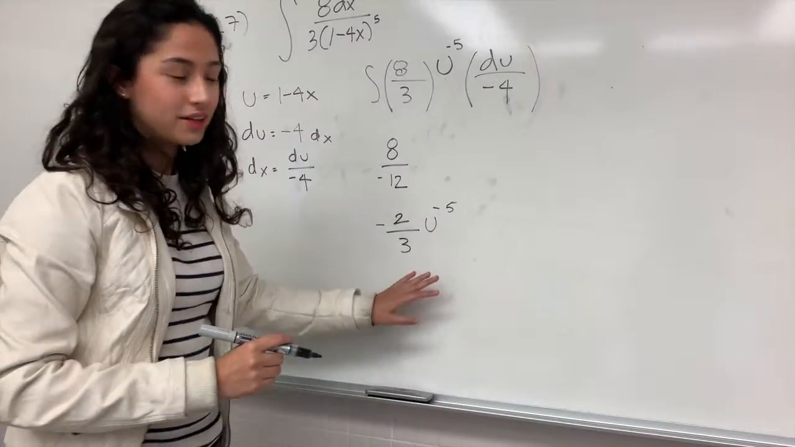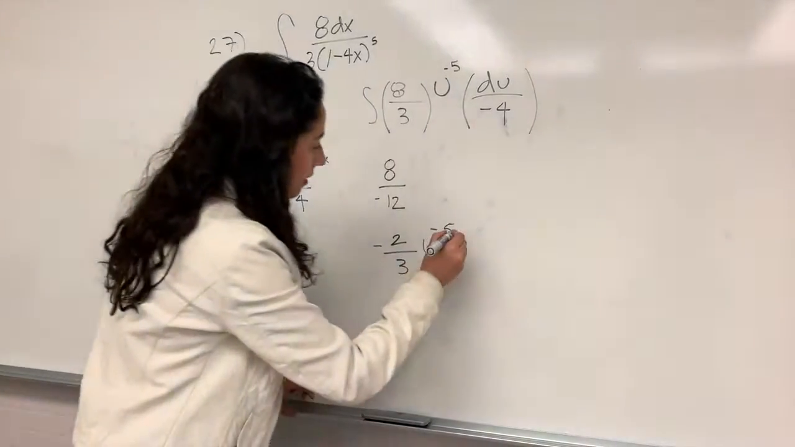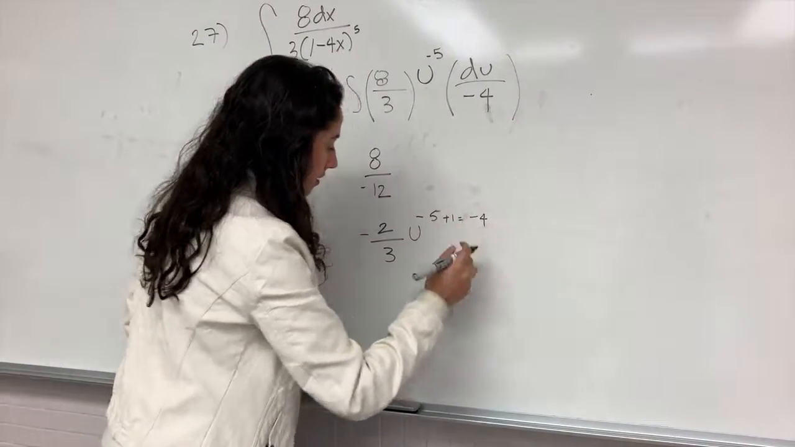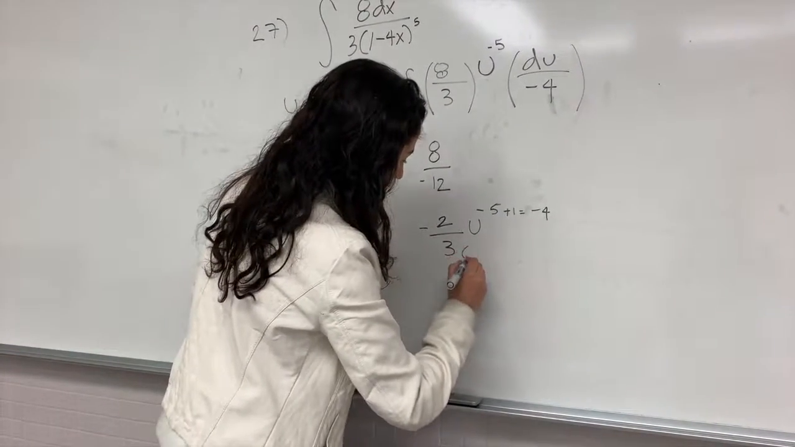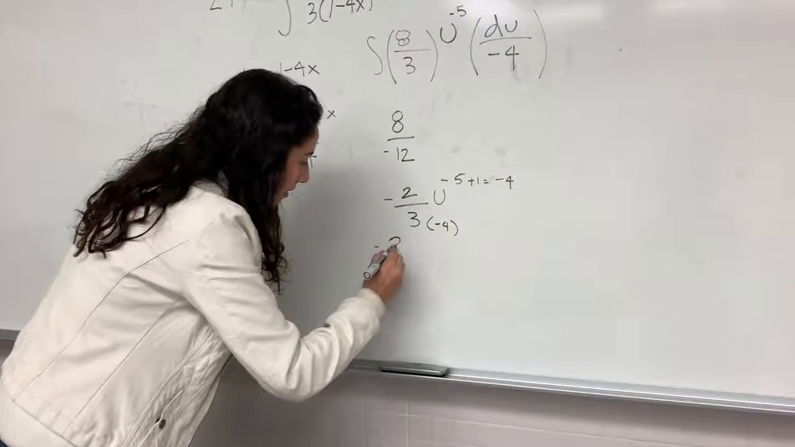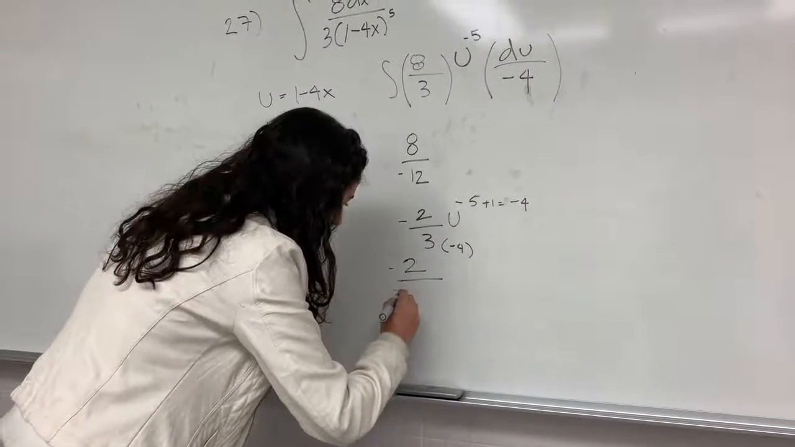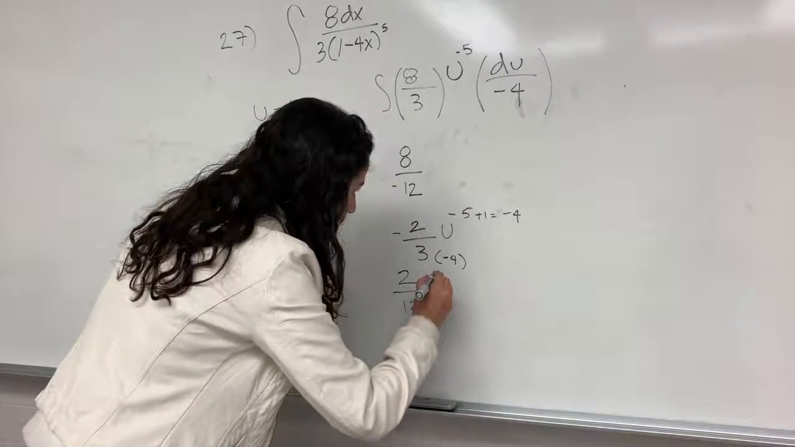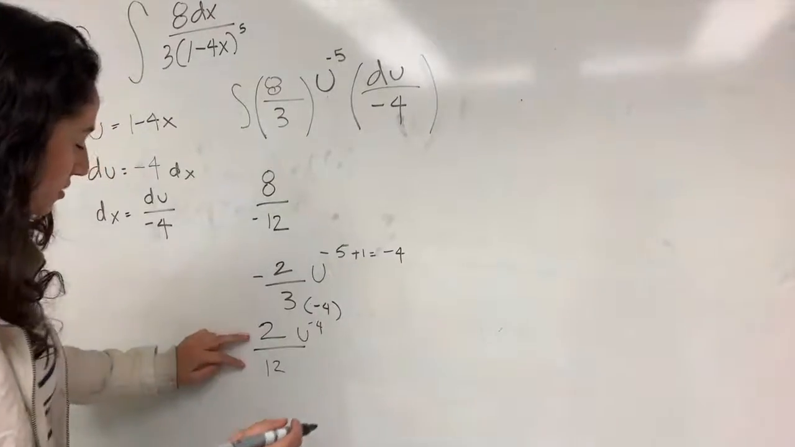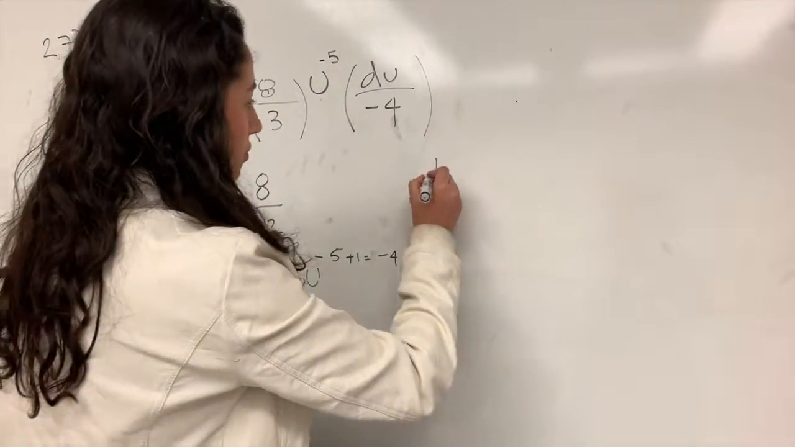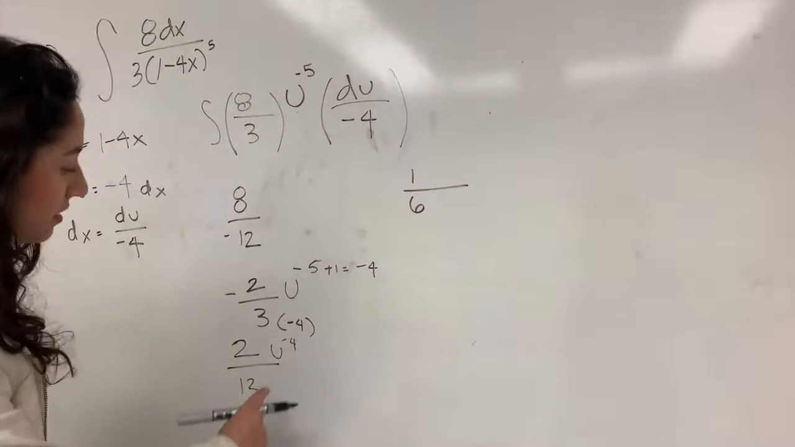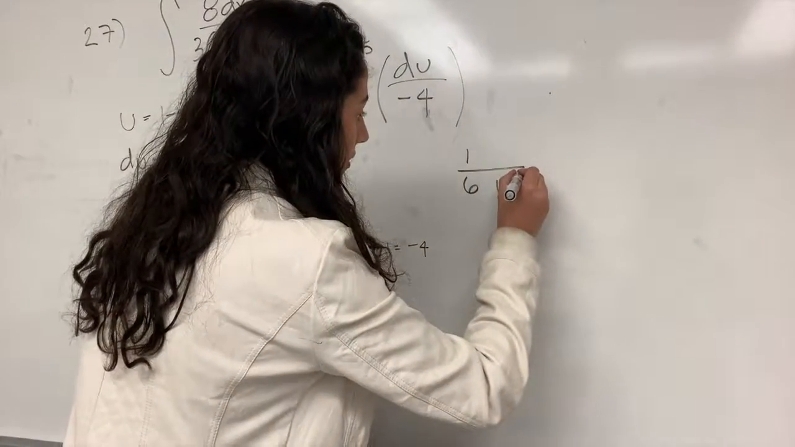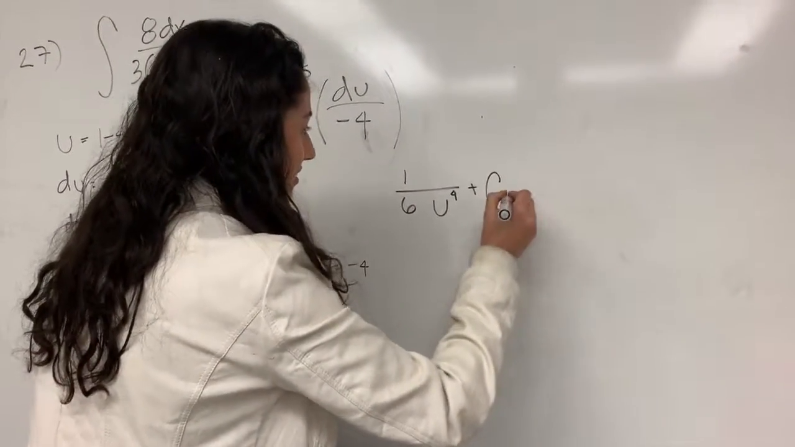The next step is to integrate this. So you will add 1, which will be negative 4. And then you have to pass this one to the bottom. So we will have 2 over negative 12, which will end up being positive, u to the negative 4. So this will simplify to 1 over 6, and you cannot have a negative exponent, so we will pass it to the other side, like this, plus c.